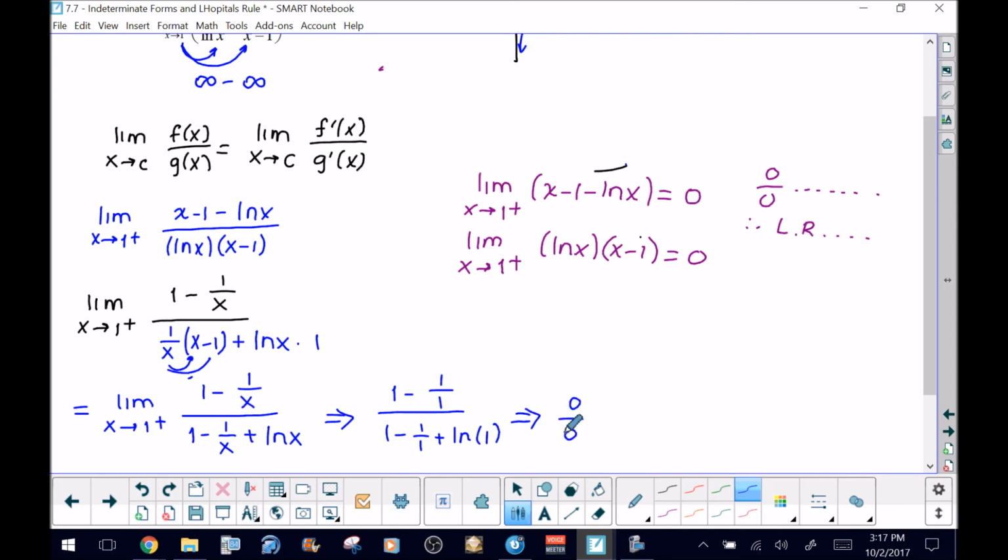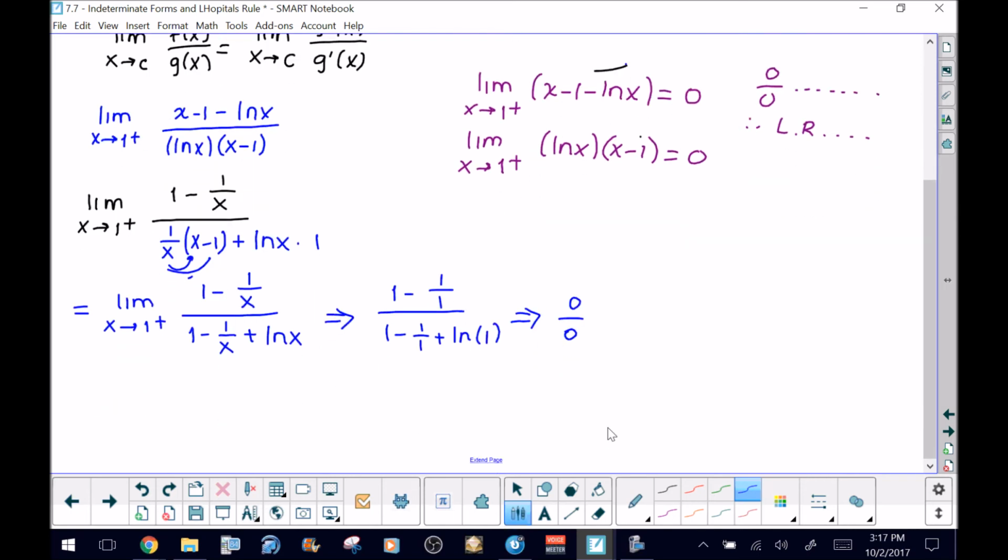And it really doesn't matter how many times you get an indeterminate form, you can apply L'Hopital's rule in as many instances as you need. So that's what we're going to do. We're going to use L'Hopital's rule again. So we still have the limit as x approaches 1 from the right.